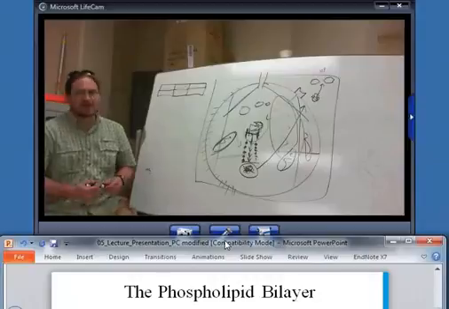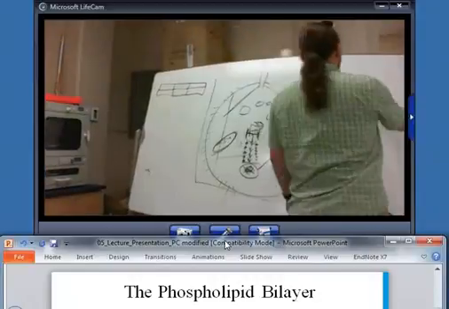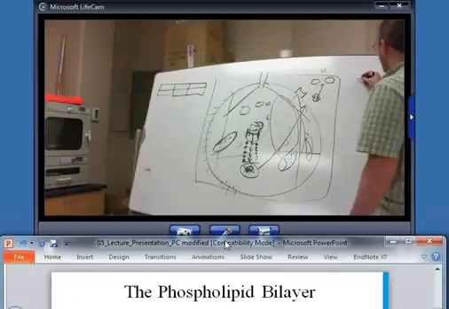And what do we mean by that? Well, let's go ahead and we'll draw what our membrane would look like zoomed in over here. You have molecules that are fats.